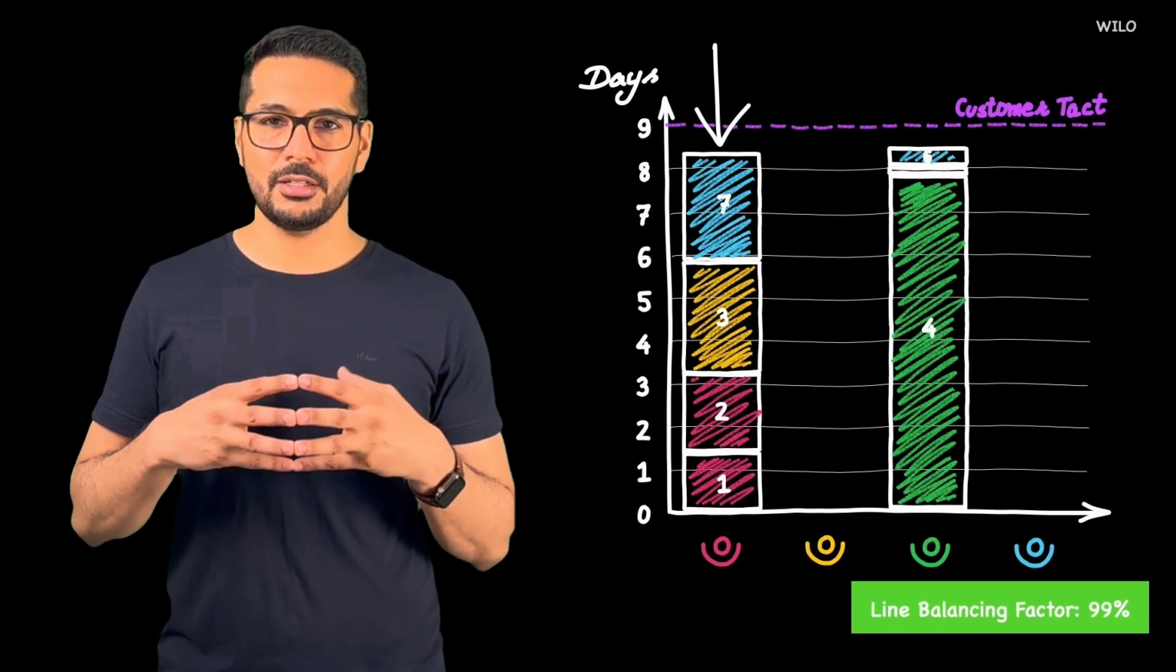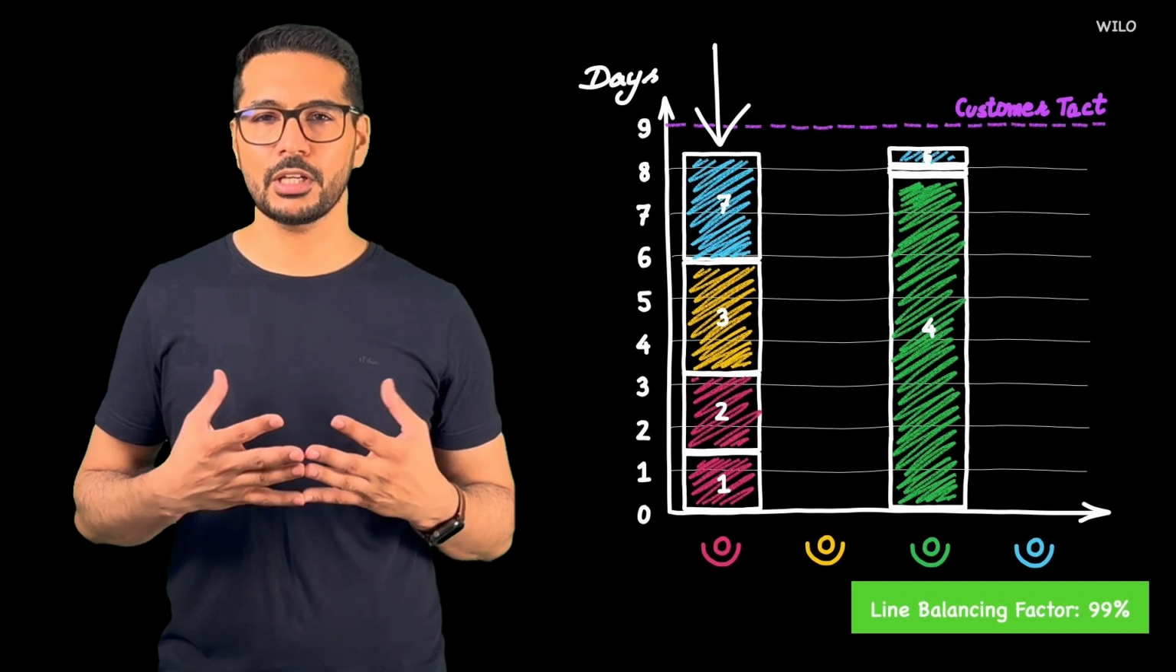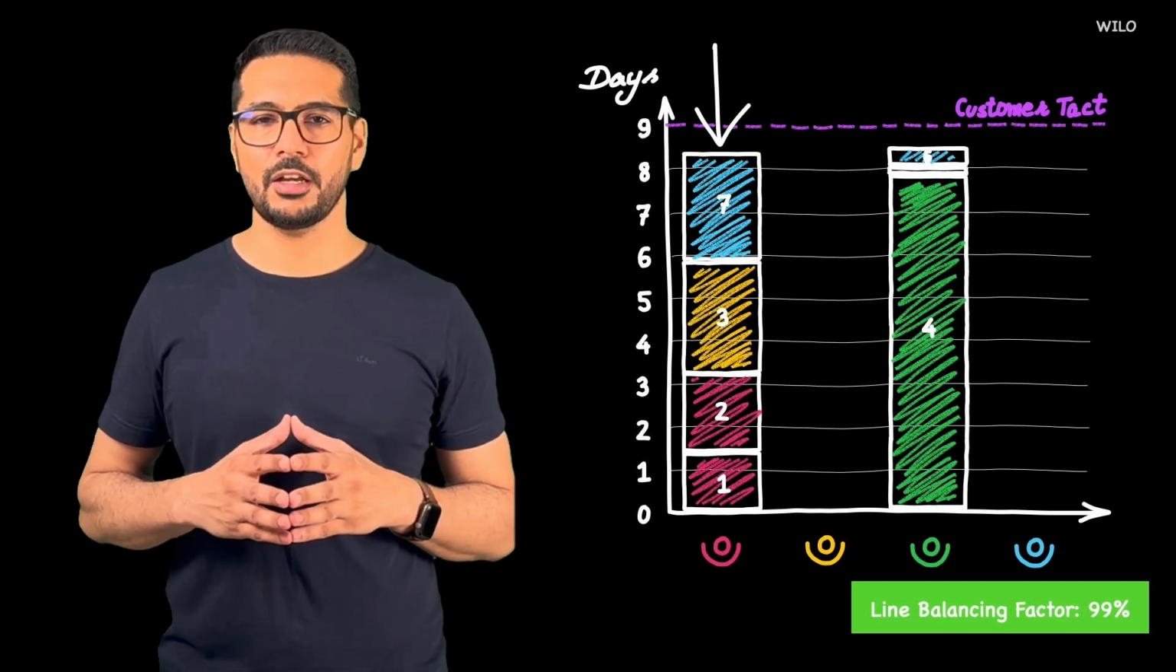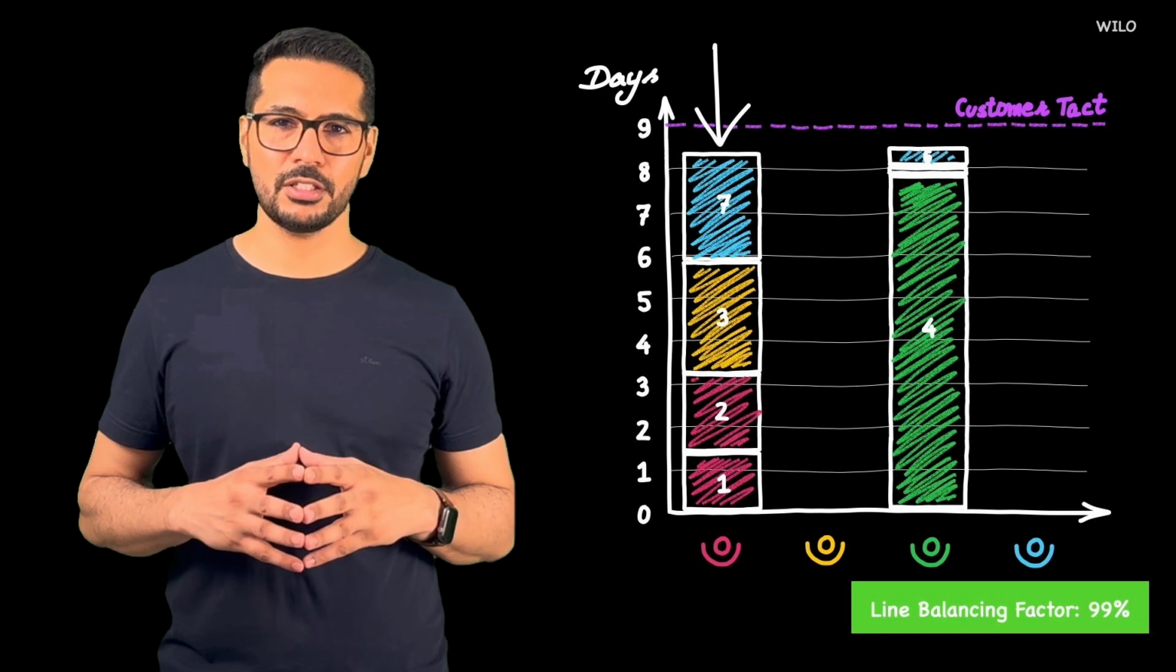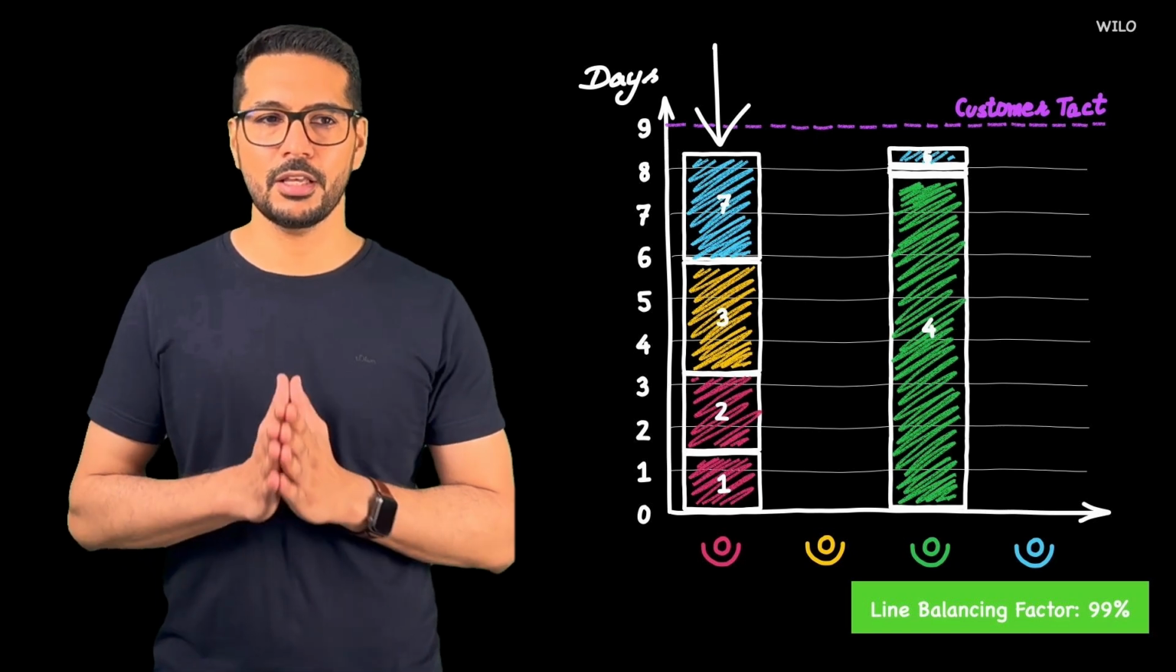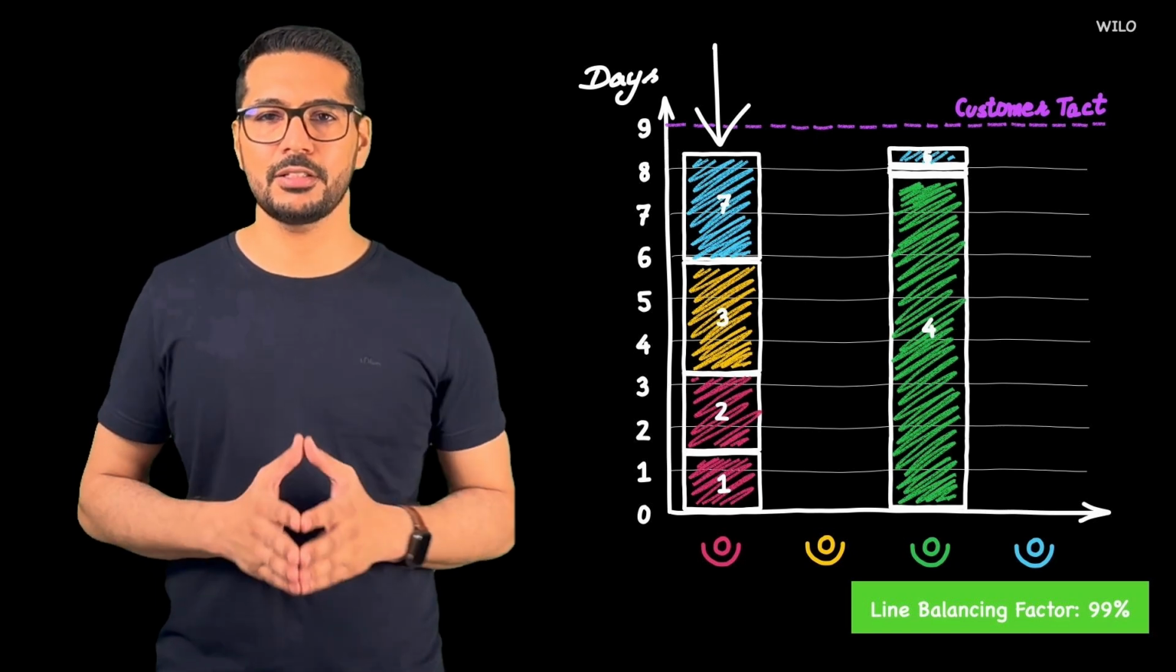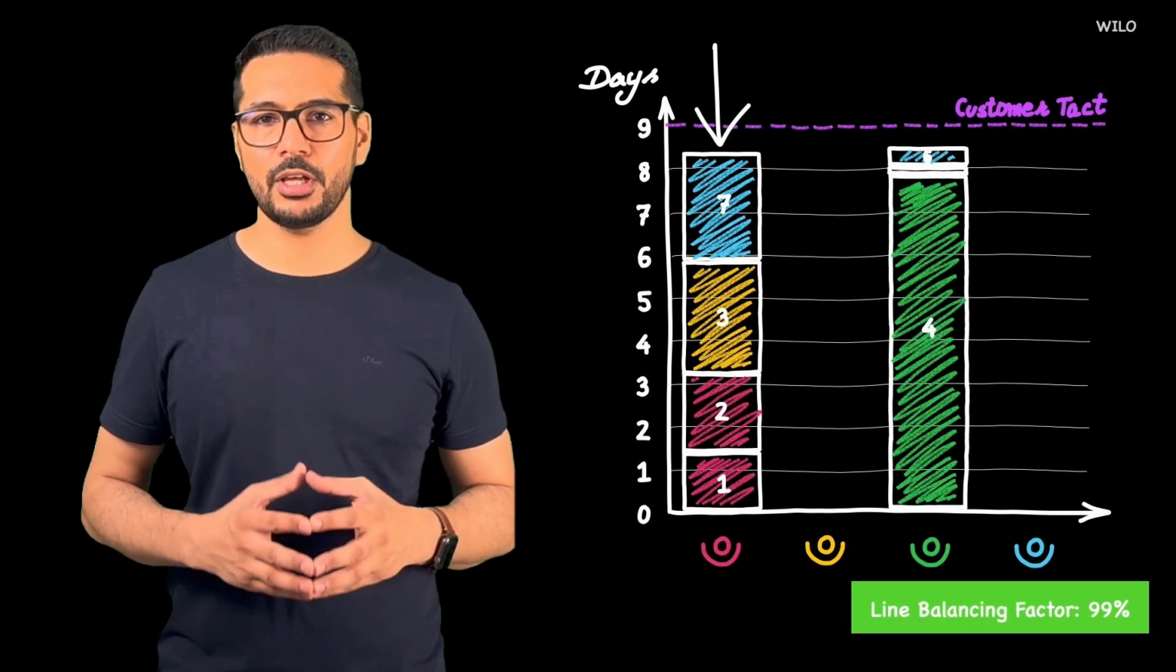In reality, if anywhere we can achieve more than 94-95% of line balancing factor, this is really the ideal case. In most cases line balancing lies really below 75%.